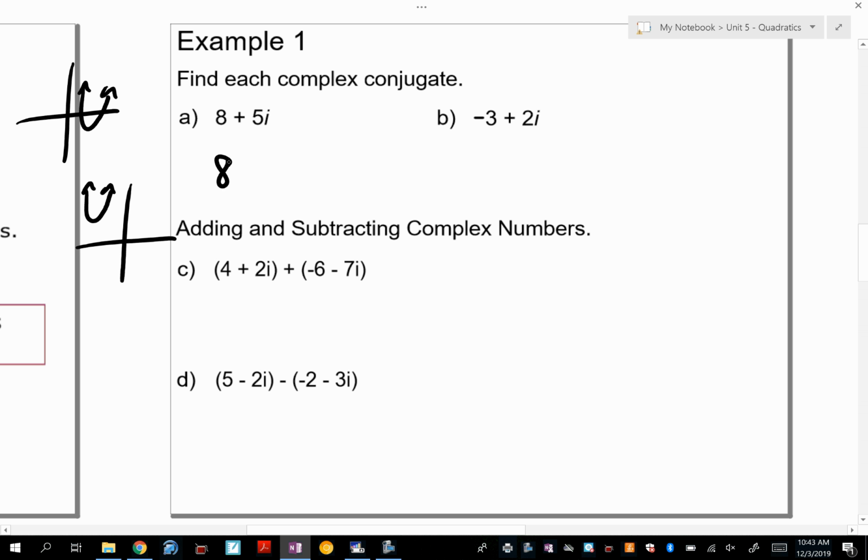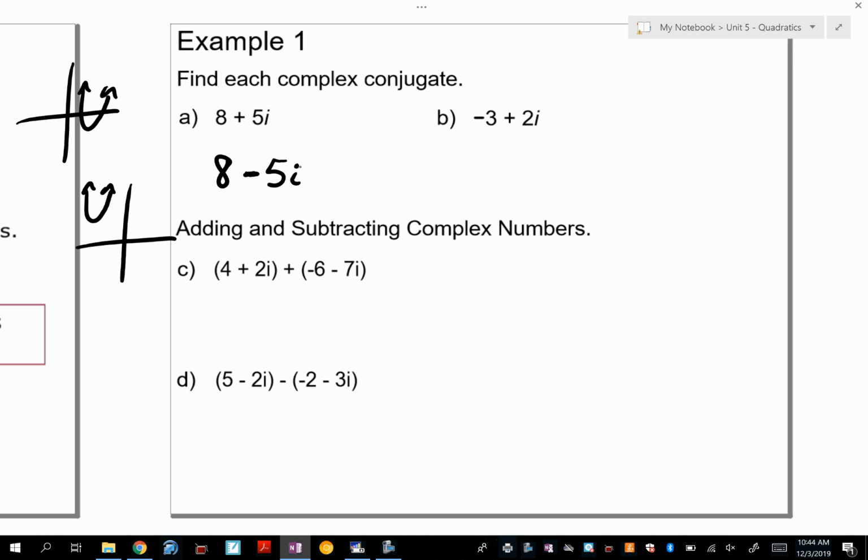Rewrite the number, whatever it is, 8, negative 8, whatever the number is. Now, what's the imaginary part here? 5i is the imaginary part. What's the sign in front of it? Addition. So to get the conjugate, you do the opposite, which would be subtraction. So the conjugate is 8 minus 5i.